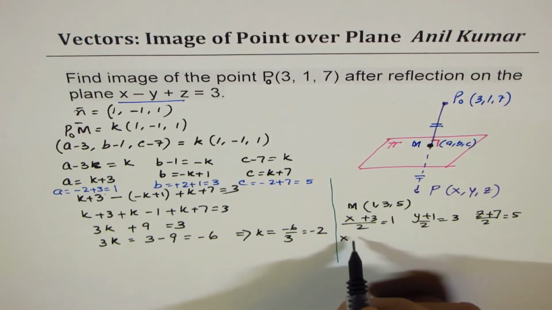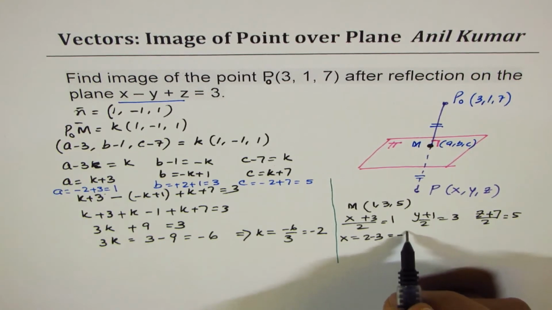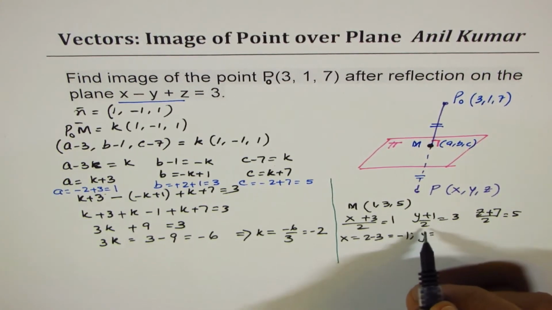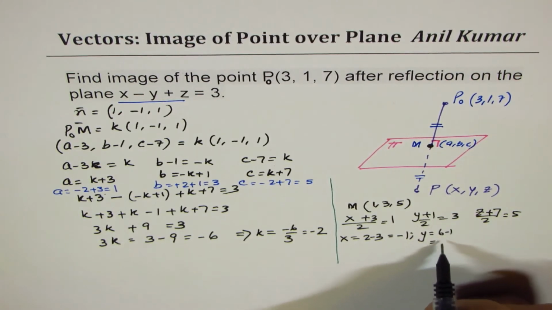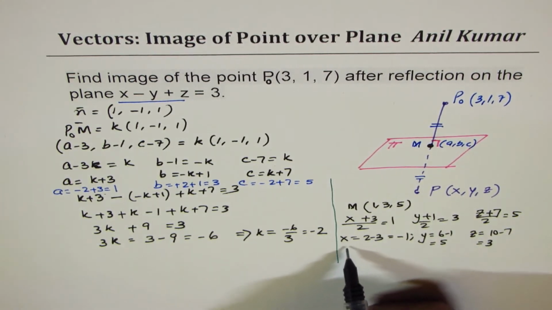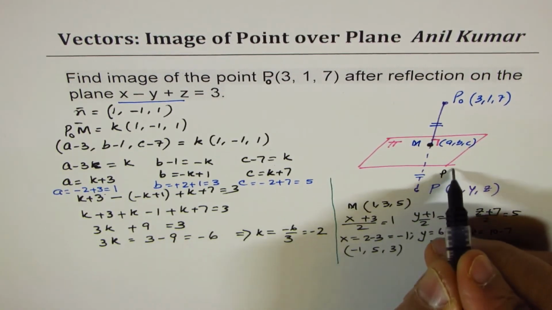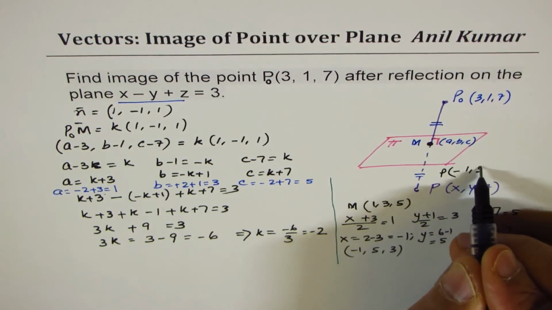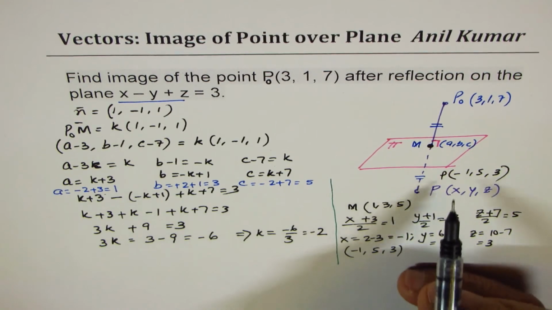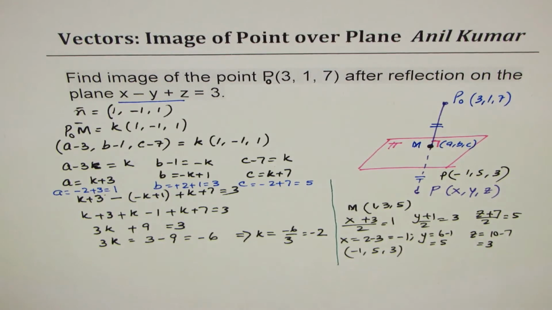So from here we get X equals 2 minus 3, which is minus 1. Y equals 3 times 2, 6 minus 1, which is 5. And Z equals 10 minus 7, which is 3, correct? So that gives you the points minus 1, 5, and 3. So we get our point P as minus 1, 5, and 3, correct? So now with this point P, we'll continue and find the equation of the plane which contains the given line, right?